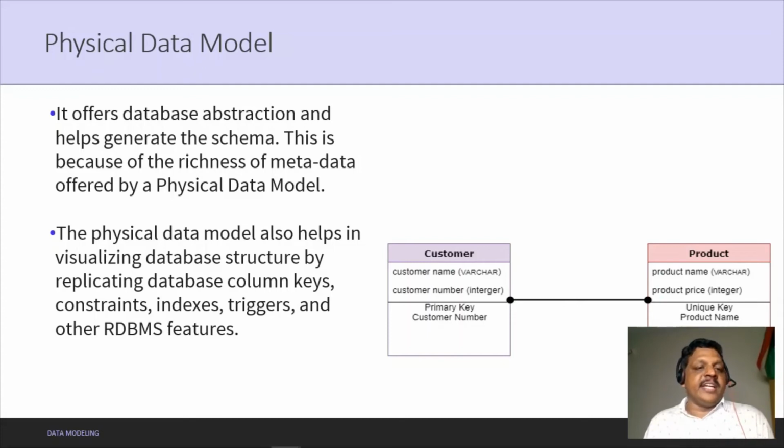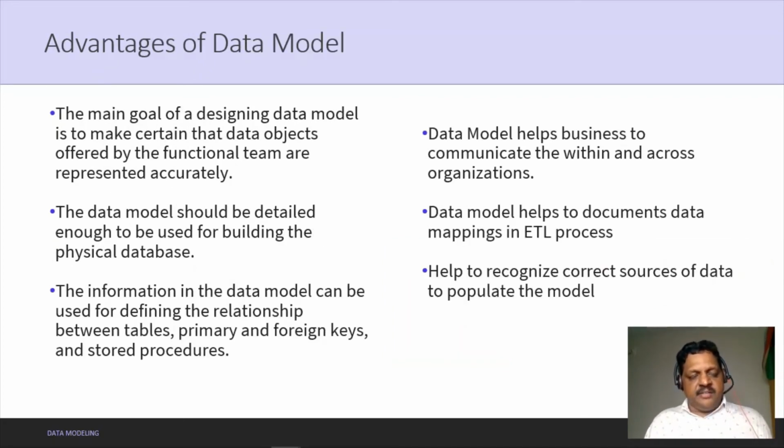Physical data model offers database abstraction and helps generate the schema. This is because of the richness of metadata offered by the physical data model. We are very close to DB, right, in this stage. The physical data model also helps in visualizing database structure by replicating database column keys, constraints, indexes, triggers, and other DBMS features. So here you are seeing that. So in our visual, we are already seeing which is the primary key, which is the unique key, etc.